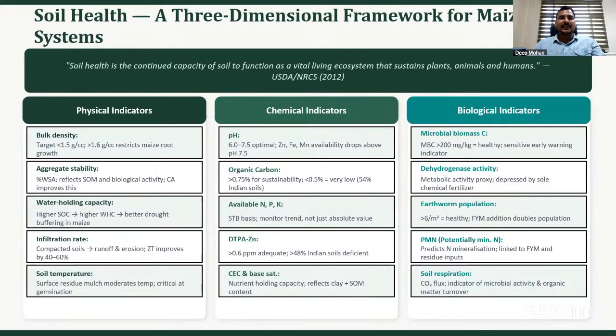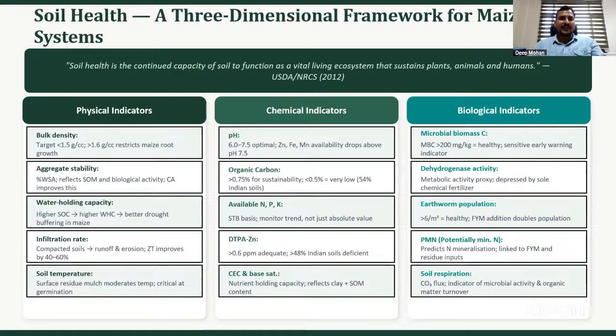The third theme of this presentation is soil health. If we see the USDA definition, soil health is the continued capacity of soil to function as a living ecosystem. The word continued is very important, because it's not just today's productivity; we keep the soil producing year after year. Soil health has three dimensions: physical, chemical, and biological.